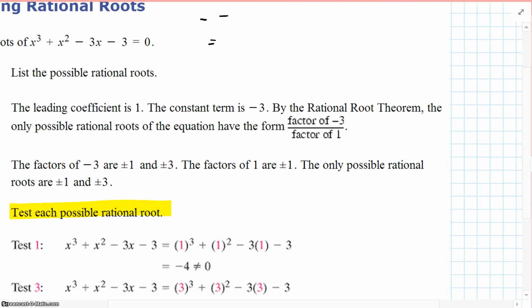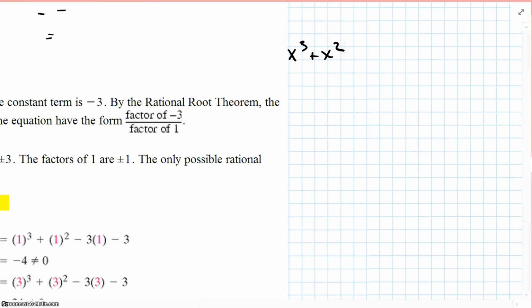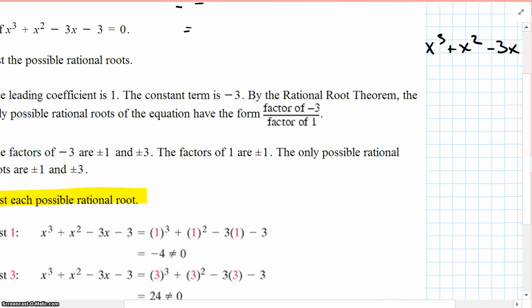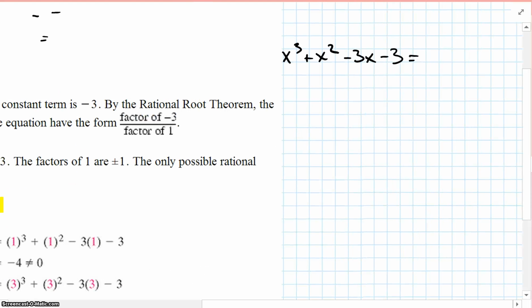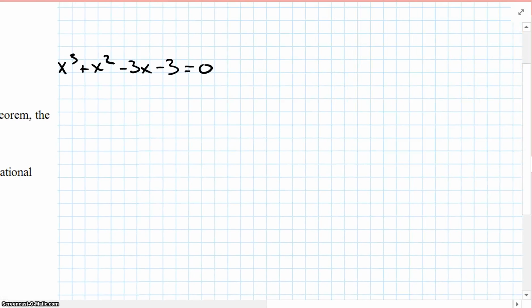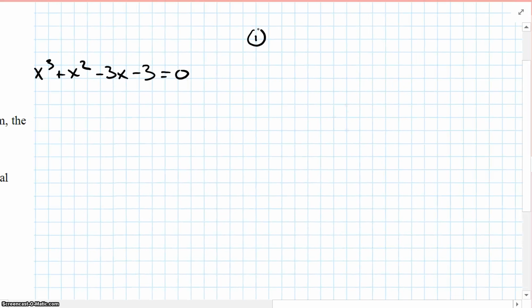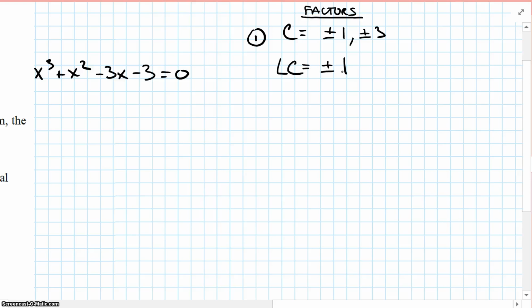So I'm going to rewrite it over here: x cubed plus x squared minus 3x minus 3 equals 0. Step 1: what are the factors of the constant? Well, it's -3, so the factors would be plus or minus 1, plus or minus 3. The leading coefficient is 1, so its factors are plus or minus 1.